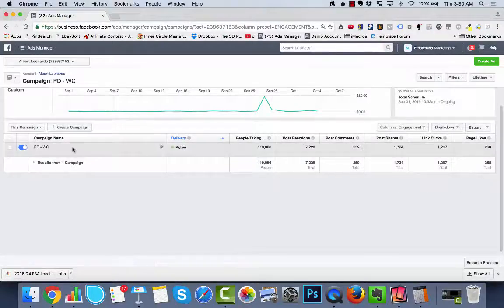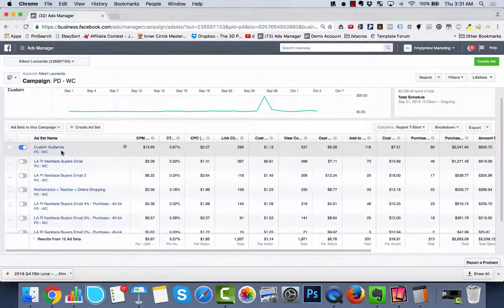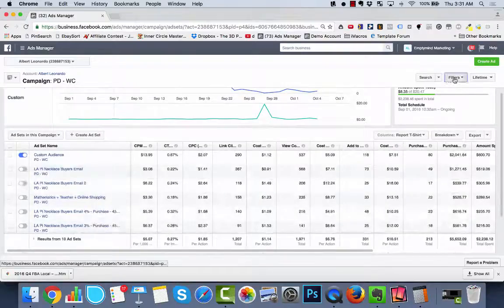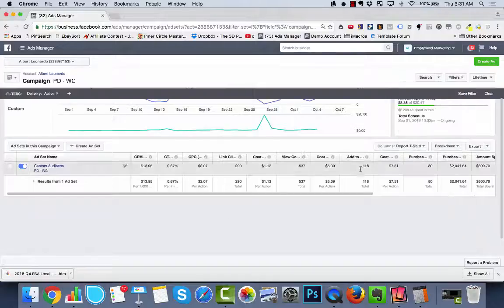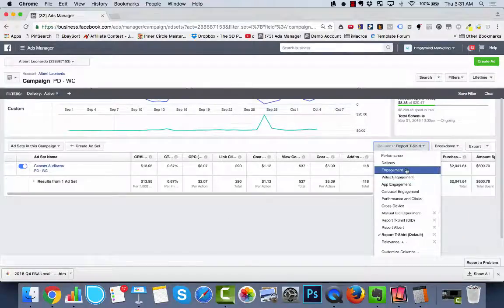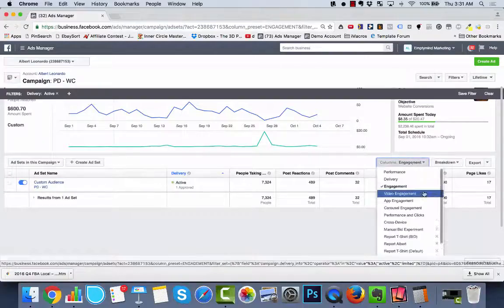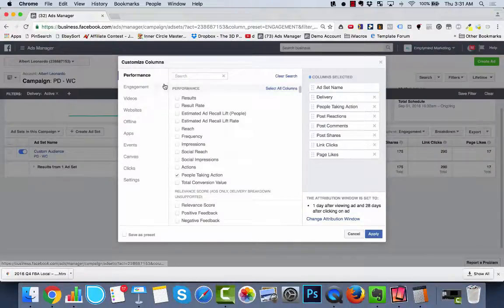We are looking at the campaign level. If you want to look at the ad set level, you can click here or you can go to here. This is the active ad sets and these are inactive ad sets. You can filter by delivery to show only active ad sets. So let's look at the engagement. You can actually call out the cost per engagement metrics here. The way to do it is by customizing columns and finding it here.